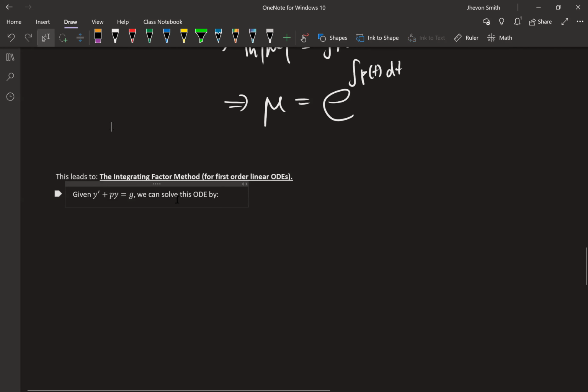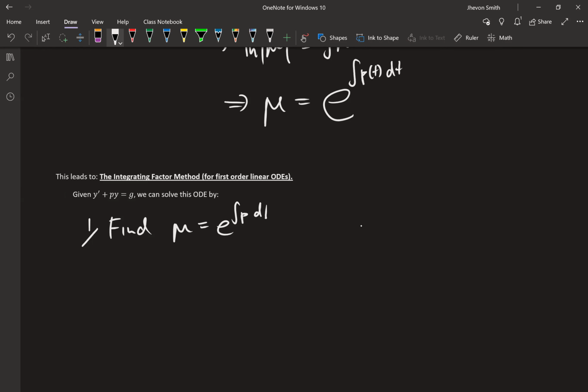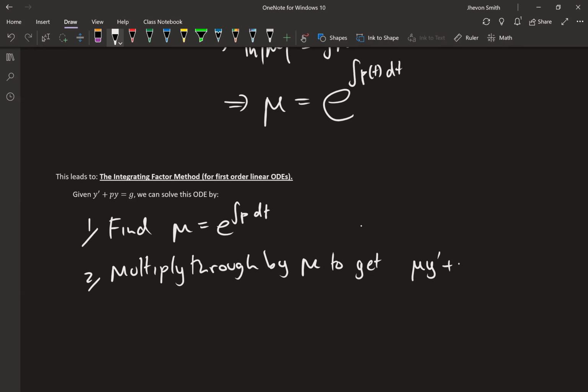So given a differential equation in this form, we can solve the ODE by doing the following. 1, find mu equals e to the integral of the P. 2, multiply through by mu. So you would get mu times y prime plus p mu y equals mu times g.